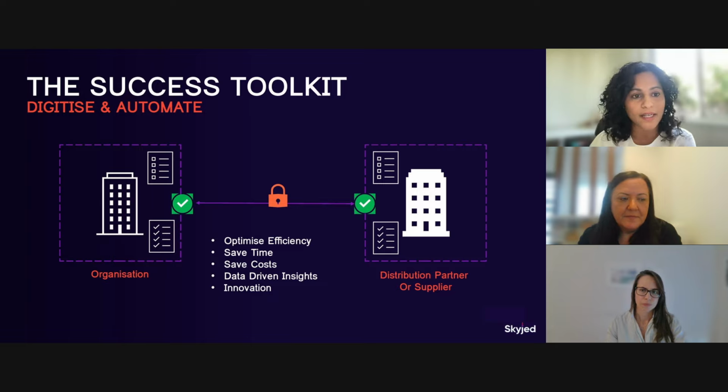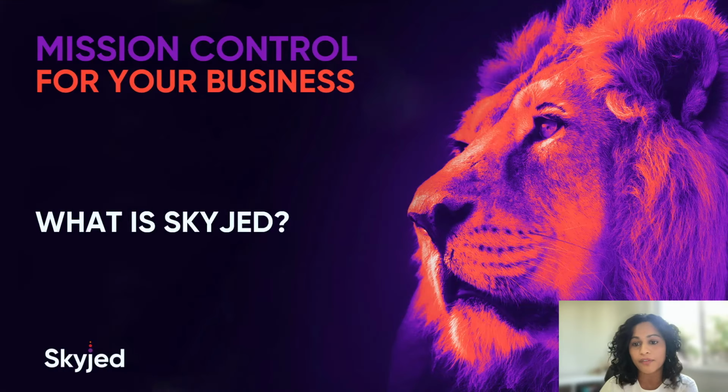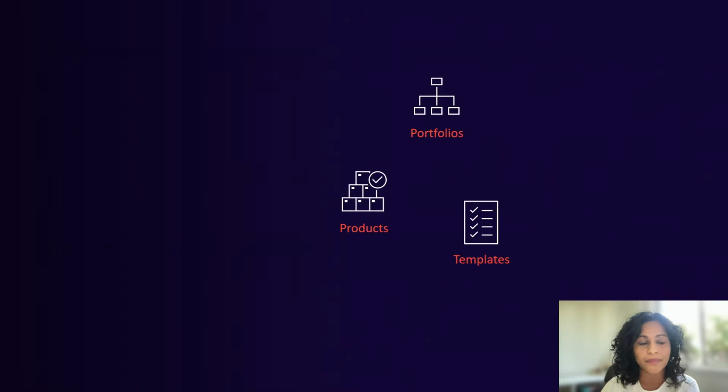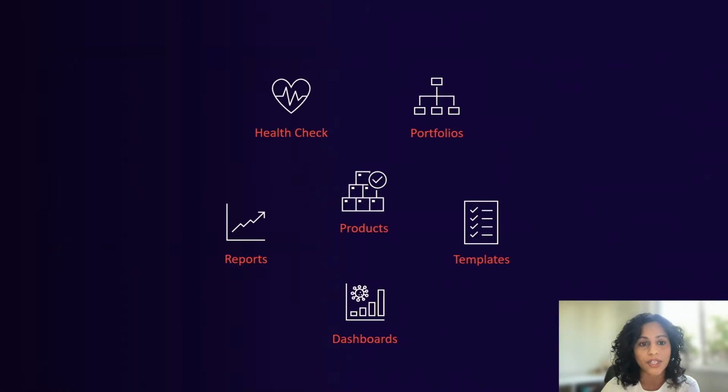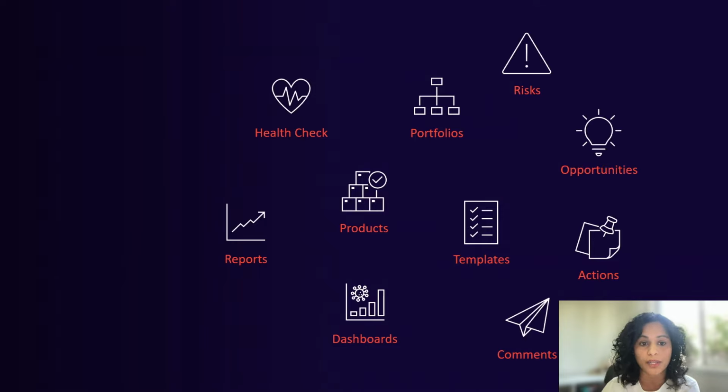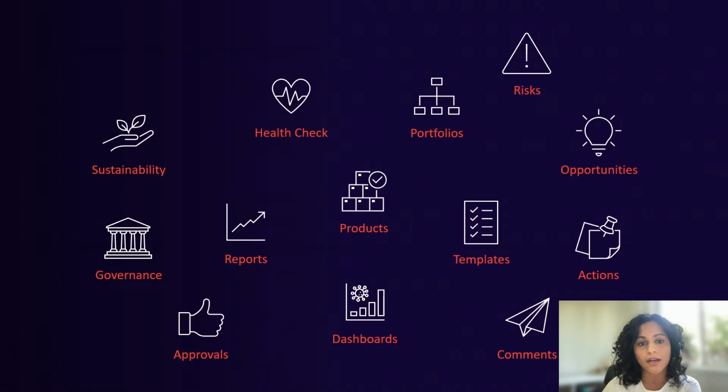So to incorporate successful business intelligence tools, I'll briefly introduce you to Skyjed. Skyjed's an AI-powered product lifecycle management platform. Organisations are using Skyjed to implement their product governance frameworks for effective management of their products and services. Today, I'll showcase what product data exchange looks like with partners, distributors, and suppliers.